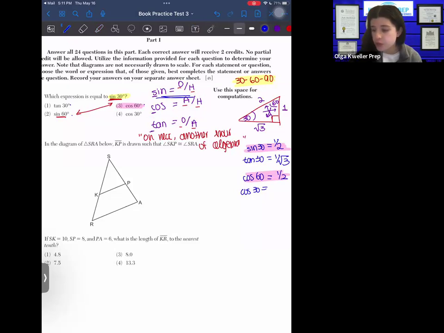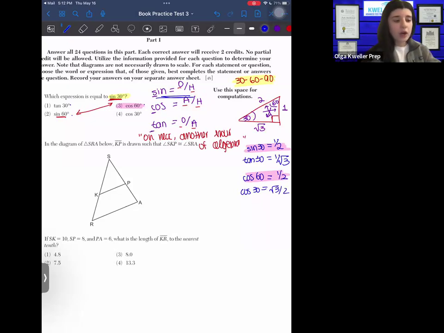Just to finish off this process, let's also complete cosine of 30. Who can help me with cosine of 30? Again, we do the same thing each time, right? So cosine tells me adjacent over hypotenuse. I go to 30, I find adjacent, that's radical 3, and I go to hypotenuse, that's 2. So our cosine of 30 is radical 3 over 2. Excellent.